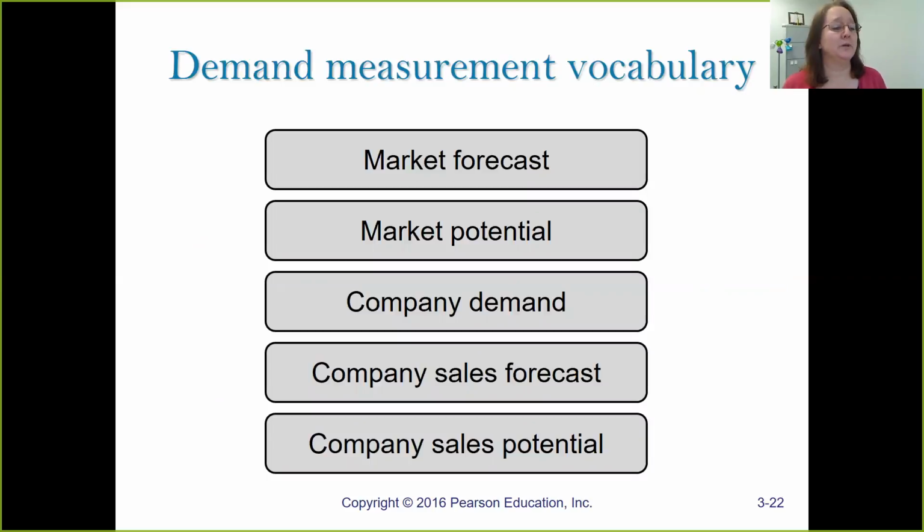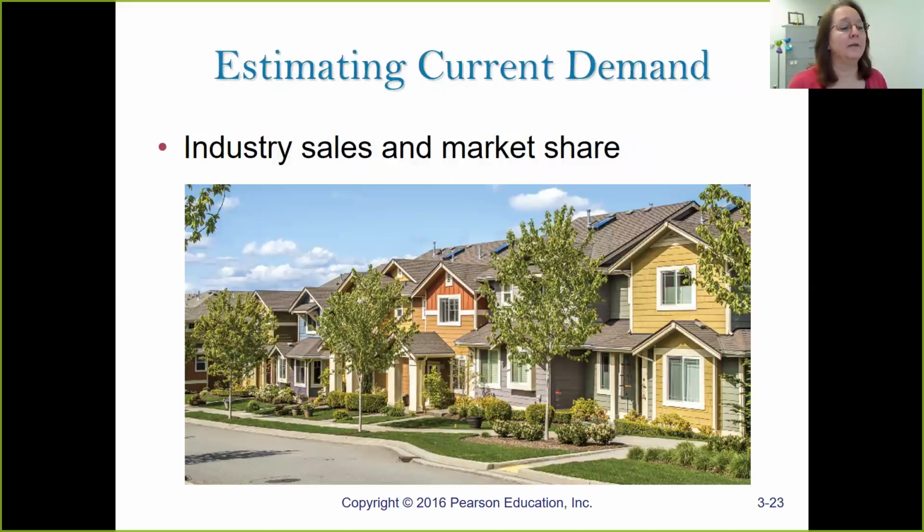Some other demand measurement terms that we talk about: market forecast, market potential. Market potential is the limit approached by the demand in the industry. Company demand, how much is the demand for your company? Then we make company sales forecasts, so predictions of how much we can sell, and then company sales potential, what is the potential that we could sell long term. It is very important for a company to know and to predict and to become better and better at predicting their sales, their future sales levels.